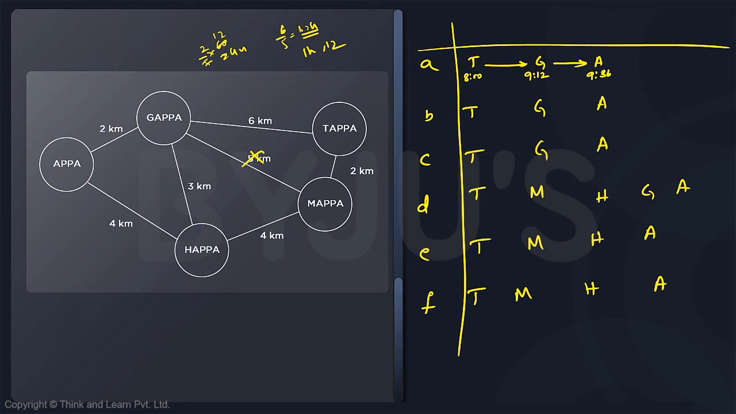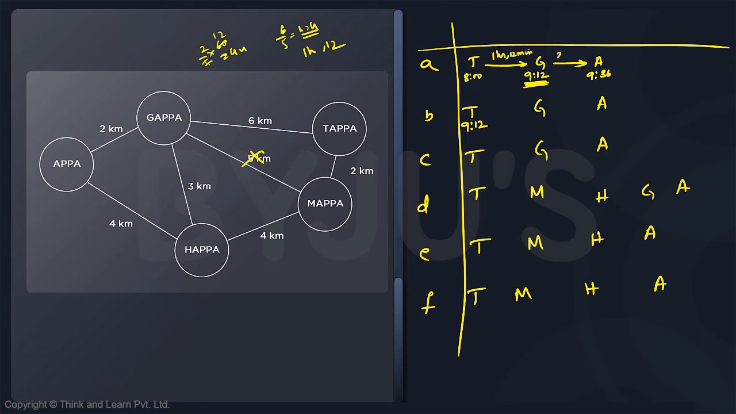Now the second person cannot start from T till the first person, that is A, reaches G. So the second person will start at 9:12. Now the travel time here I already noted down. It is 1 hour 12 minutes.